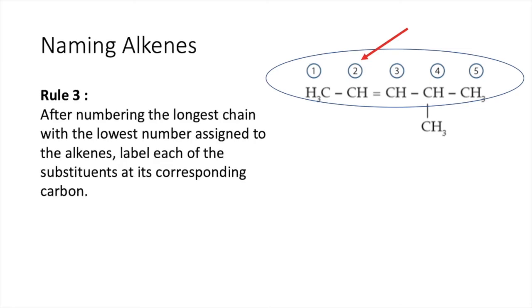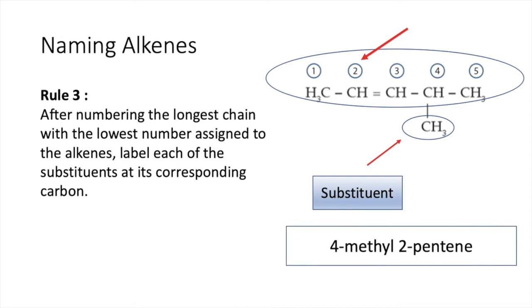Rule number 3: after numbering the longest chain with the lowest number assigned to the alkene, label each substituent at its corresponding carbon. This is the substituent, located at number 4 of the main C chain. So this structure is named 4-methyl, because this substituent is methyl, 2-pentene. Why 2-pentene? Because the double bond is on number 2 of the main chain.